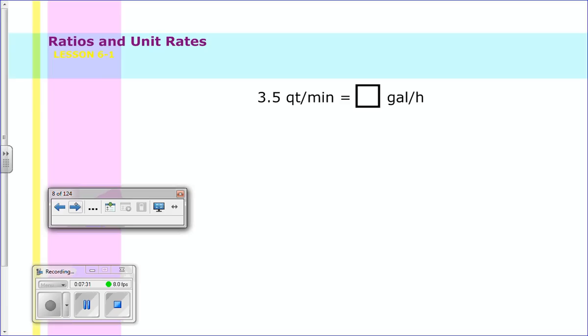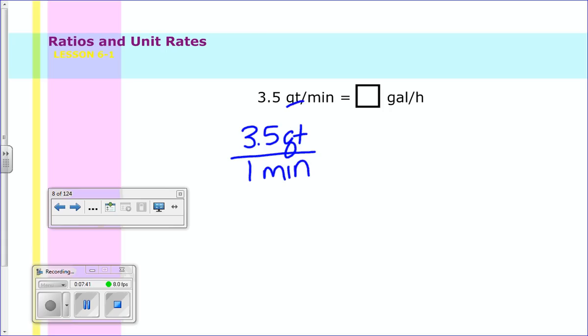And I believe I have one more for you to do. And this one says there are 3 5/10 quarts per minute. All right, and you need to switch this from quarts to gallons and from minutes to hours. Here's my hint for you for the quarts and gallons. A gallon equals 4 quarts. So that might help you out. So go ahead and pause me now.